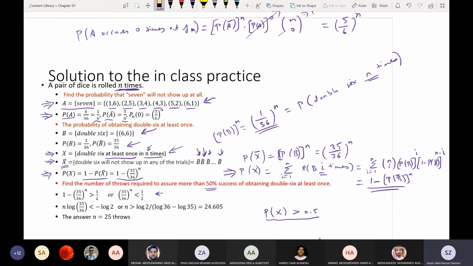هذا هو اللي نبغاه نحن. We want to solve for n. So solving for n, we get basically n larger than this number, which is 24.6. So in order to assure 50% success, the answer is you need at least 25 throws. مو 24 لأن the answer 24.6. You cannot throw 24.6 times. You have to go to the larger number لأنه في هنا inequality is larger than. So the answer is you need at least 25 throws.